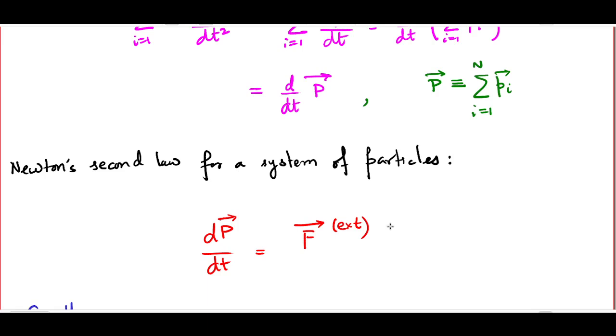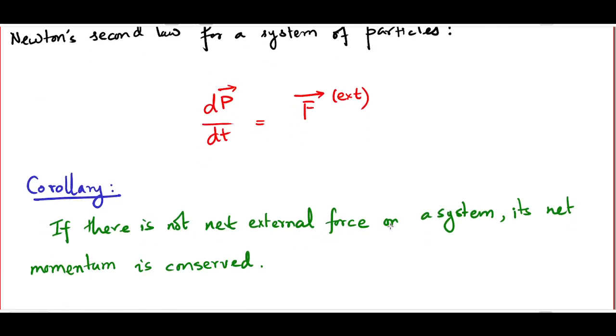If there is no net external force acting on a system, then the net momentum of the system is conserved. It maintains whatever value it has at the beginning of the motion. This statement, the law of conservation of momentum, is a central feature in all of mechanics, and therefore we will definitely have a lot more to say about it in a future lecture.